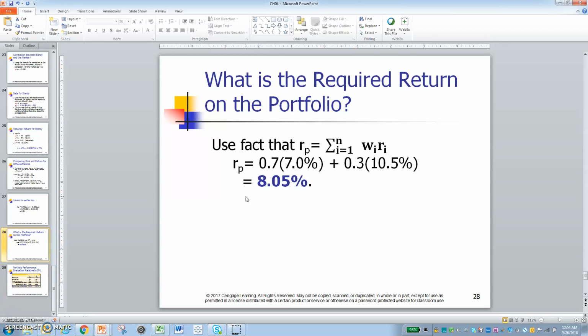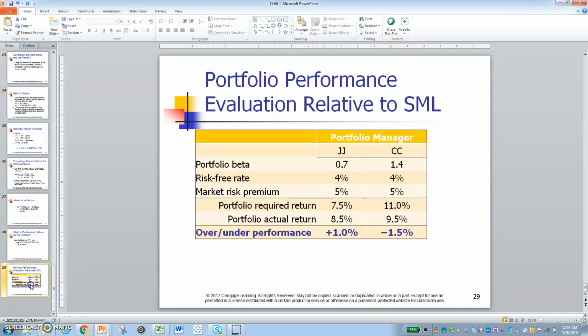Alright, so we say, what's the required rate of return for the portfolio? We're going to simply take the weight times the risk for each one of the pieces of the puzzle. So you could have 2 investments in a portfolio, you could have 15 in a portfolio, and figure out the required rate of return for the portfolio very simply. So 70% is in this investment, 30% in this other investment. It comes up with an 8.05 for the required rate of return.